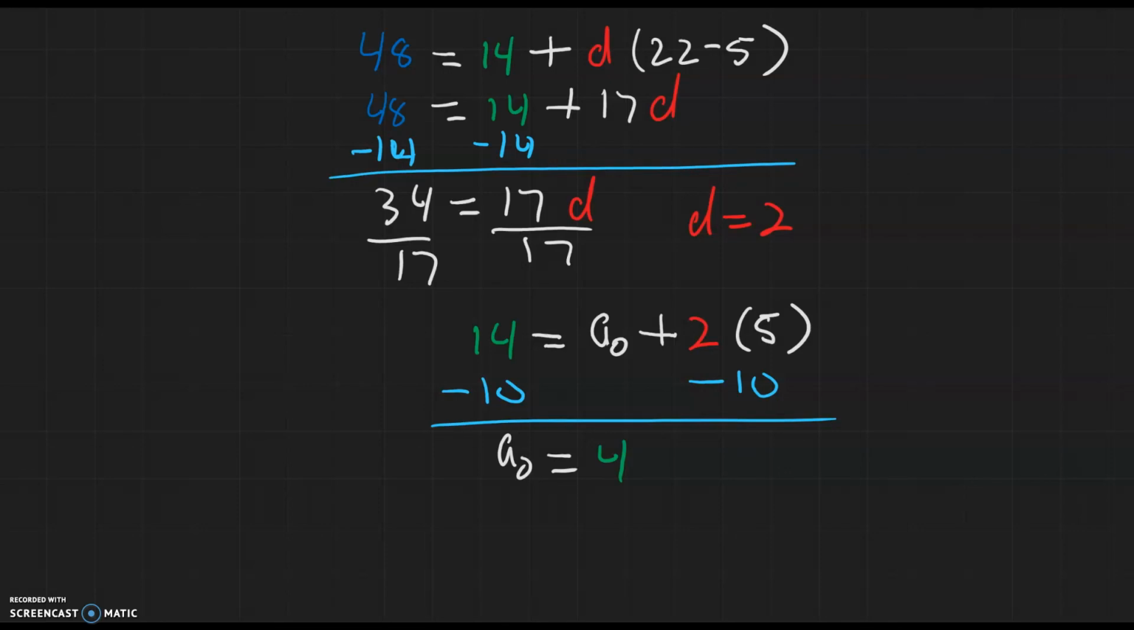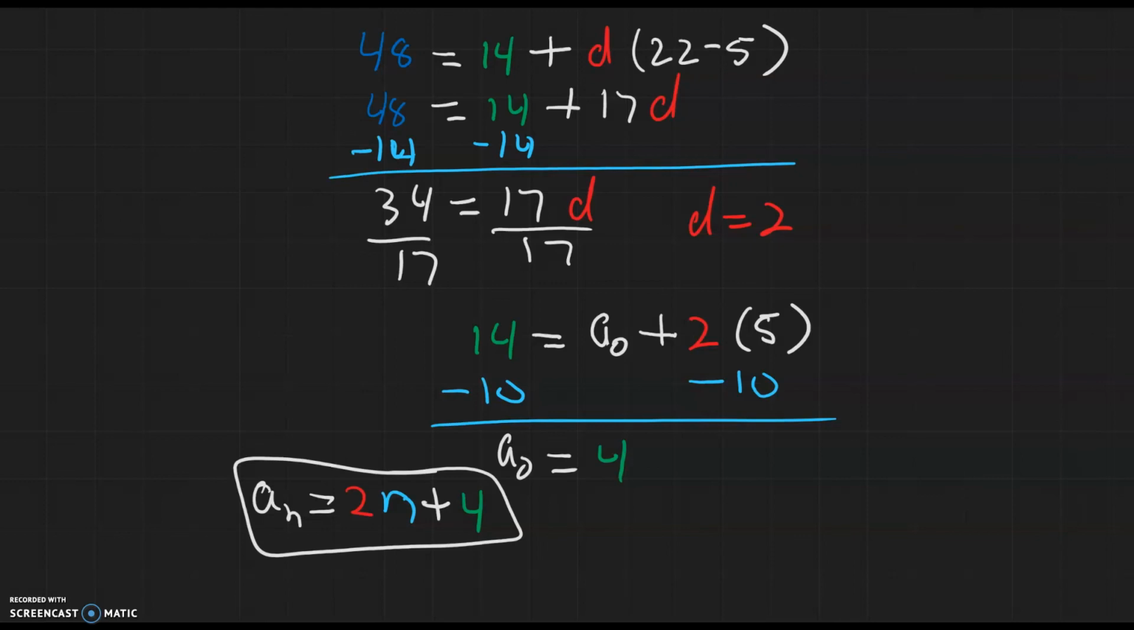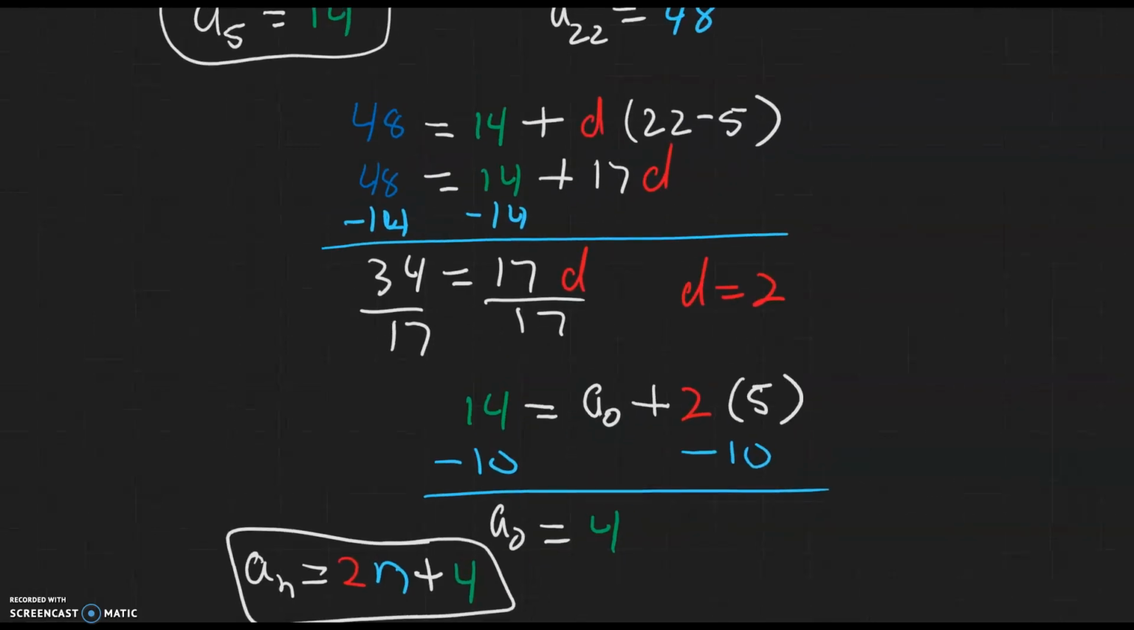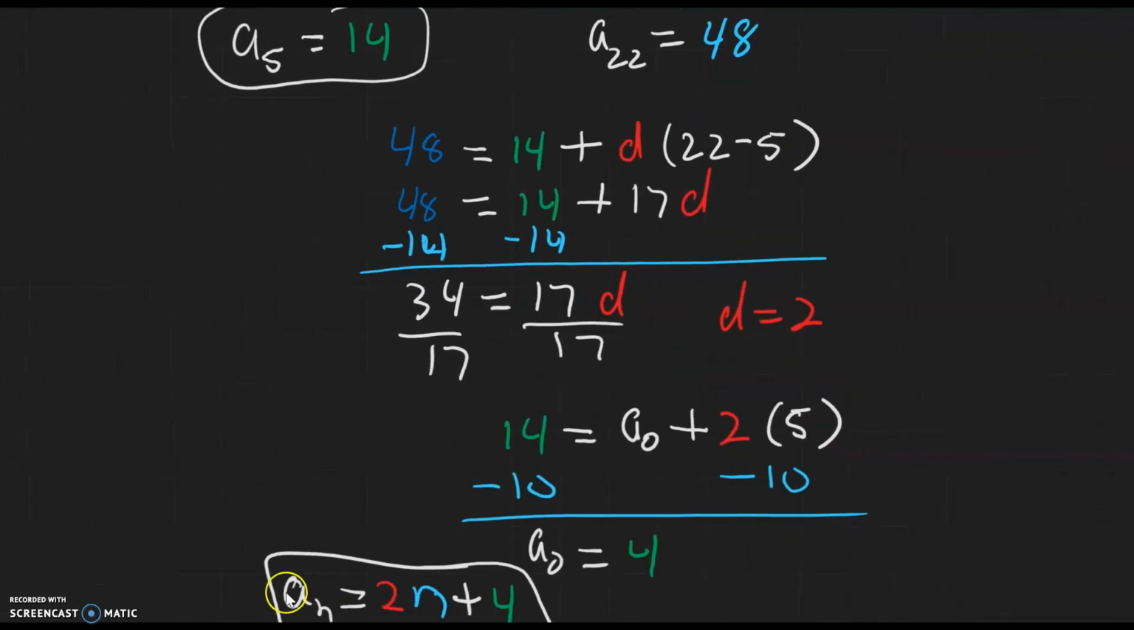Now remember, to find my rule, I need the difference. So my rule is going to be A sub n is equal to the difference, which is 2, so it's going to be 2n. And then the 4 comes in handy. It's going to be plus 4. So 2n plus 4. There's my rule. That's my rule that would generate these two values up here.